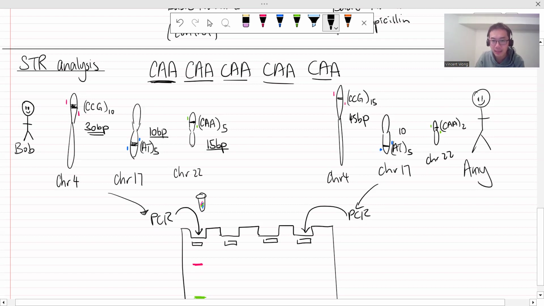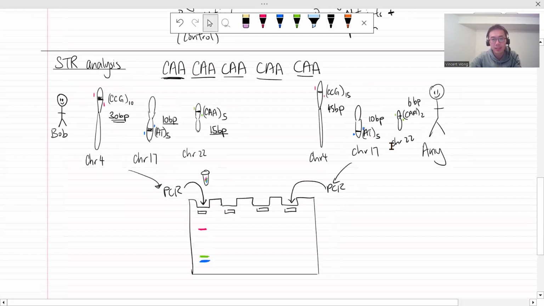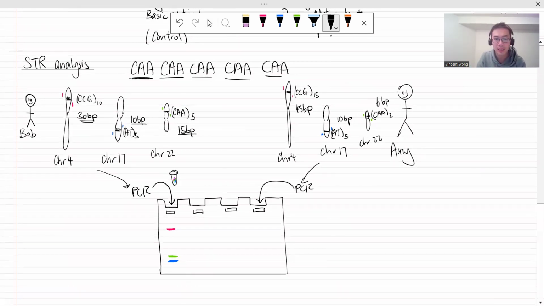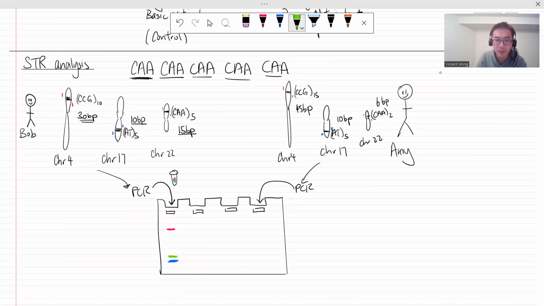5 times 2 is 10. And then 2 times 3 is 6, right? So which one is going to go the furthest? Is it the red, blue, or green? Which one will travel the furthest? Green? That's right, because it's the shortest. In fact, the shortest one here is even shorter than what Bob has, so it's going to be a little bit further down. The blue one is repeated 10 times, just like Bob's, so it's going to be exactly the same as where Bob's line is.